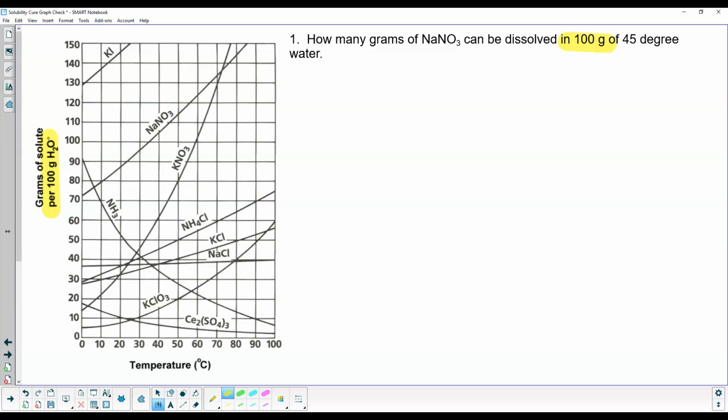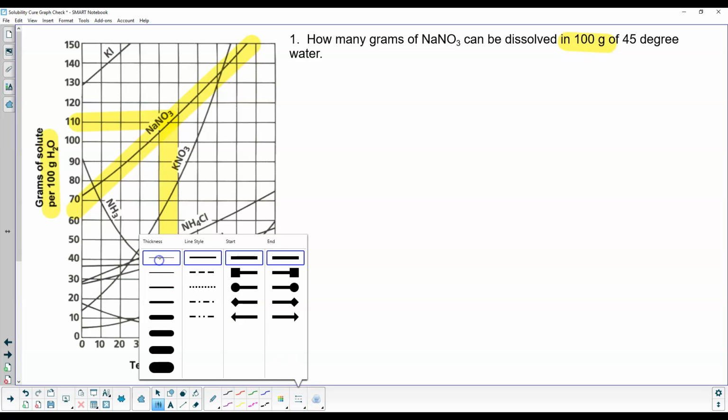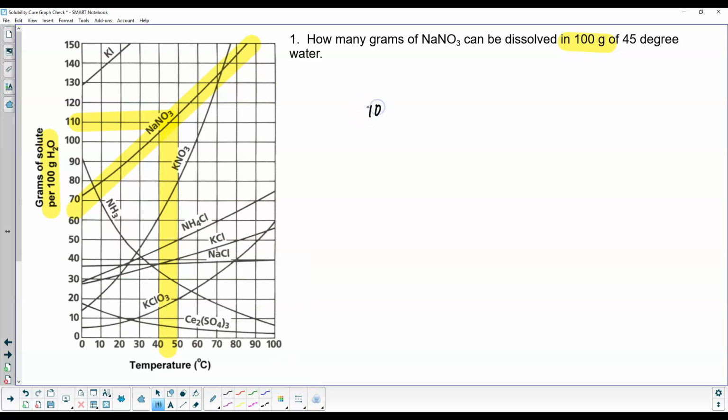We're looking at sodium nitrate, so we're really looking at this line right here. It wants to know how many grams of sodium nitrate can be dissolved in 45-degree water. So we have to look at the temperature. 45 is going to be right between 40 and 50. You just read this graph and see where it intersects, and it looks like it should be about 110 grams of sodium nitrate. Now, this is one of those examples where I said, usually the solvent is what is going to be present in the greater quantity.